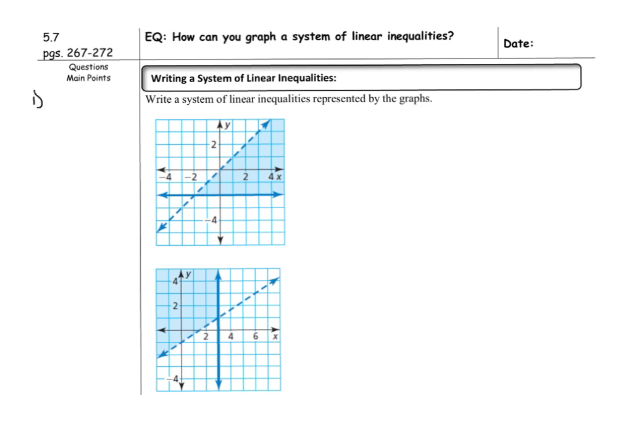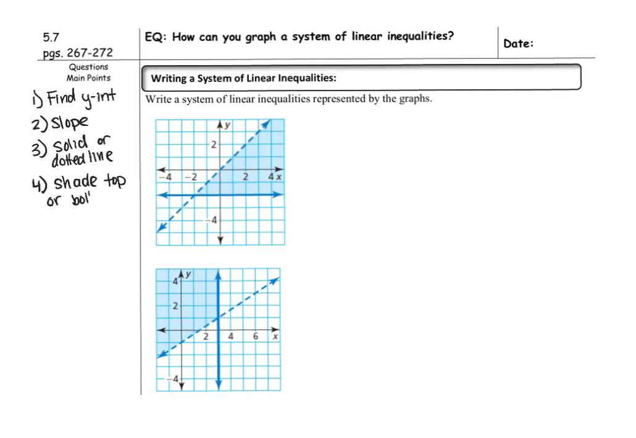The first thing I like to do is find the y-intercept. Then from the y-intercept, I have to figure out what the slope is. And then you need to figure out if it's a solid or a dotted line. The most difficult part will be the shading. We need to figure out if it's shaded on the top or on the bottom. Once we have all of this information, we write our line in y equals mx plus b form. So we're going to use this checklist to help us write the systems of linear inequalities.